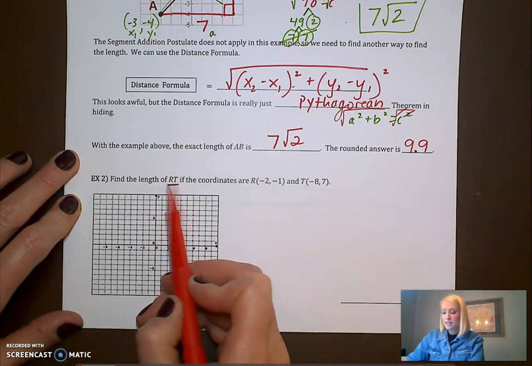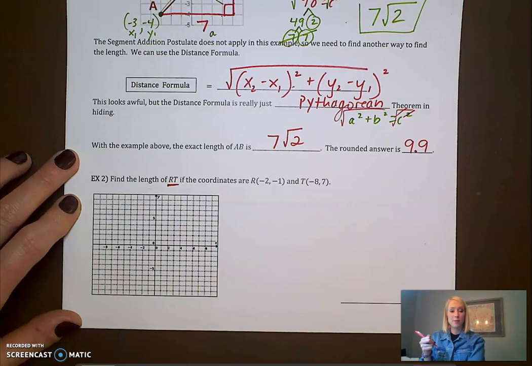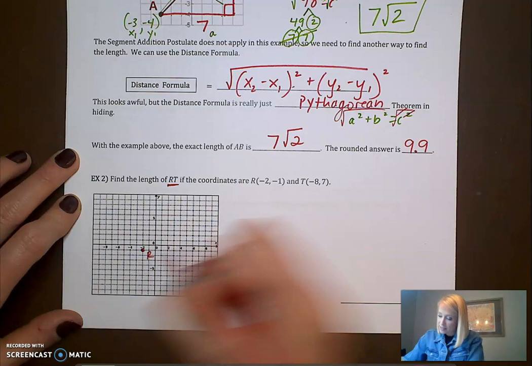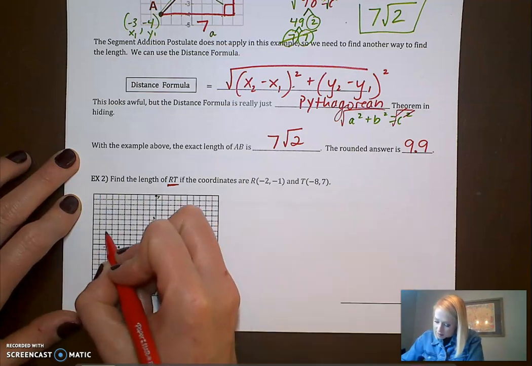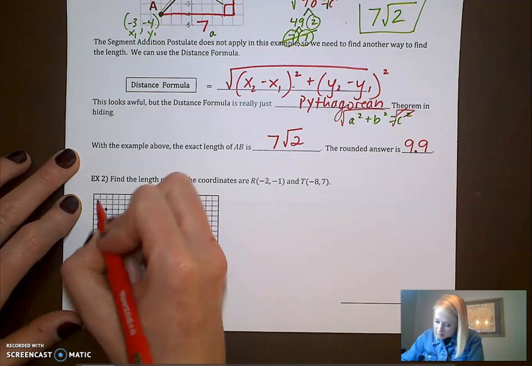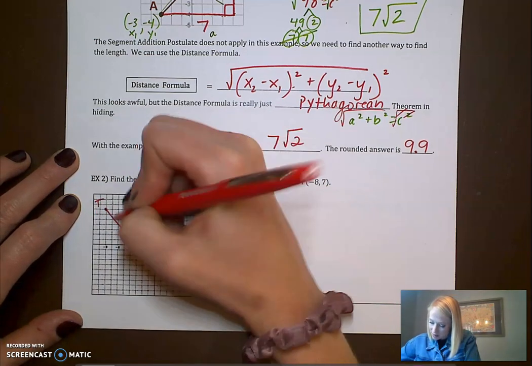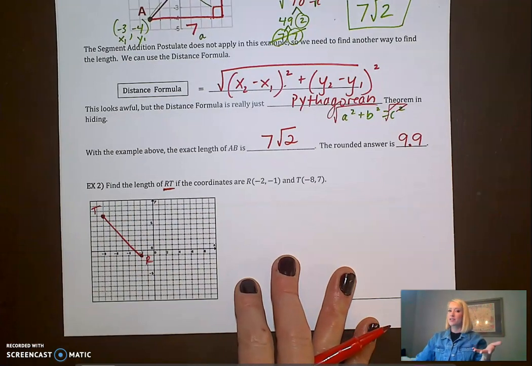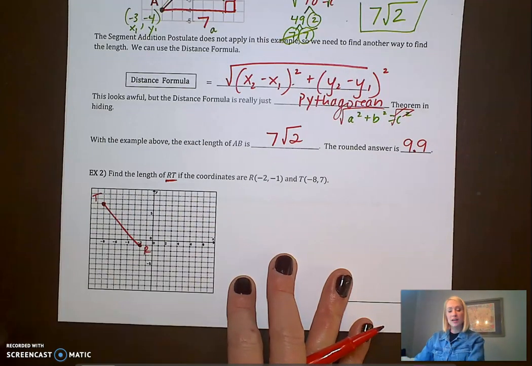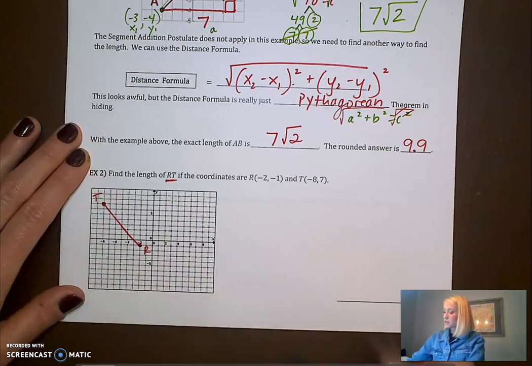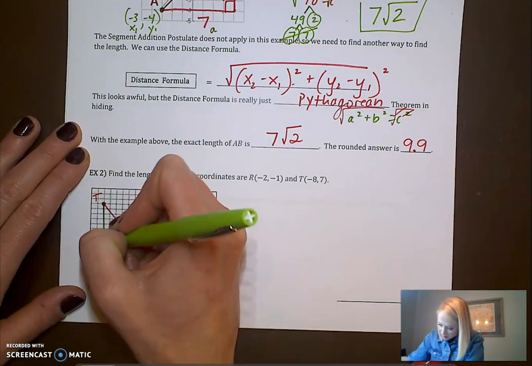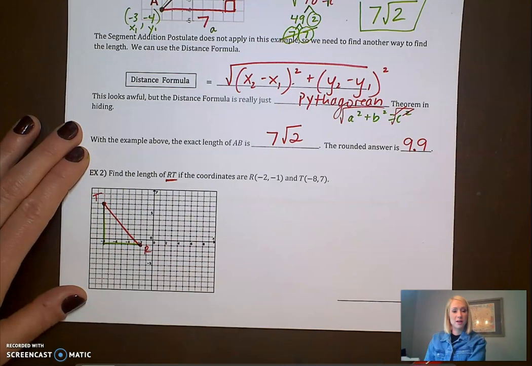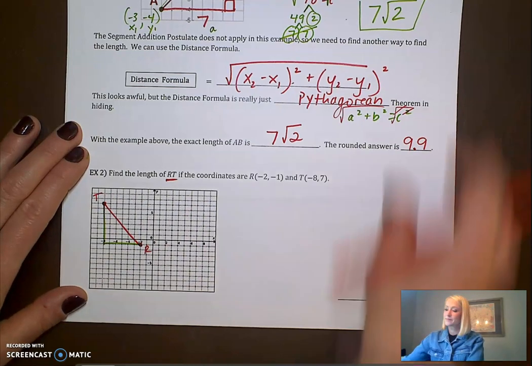So another example, same thing. Find the length of RT, except this time I just have to plot the points. So R is at -2, -1, and T is at -8, 7. I want to show you both ways, like I said, the formula and Pythagorean theorem. I kind of just showed you the Pythagorean theorem. So I want you guys to see, can you make a triangle out of this? Can you count the 2 green pieces and then do Pythagorean theorem to find the length? See if you can.